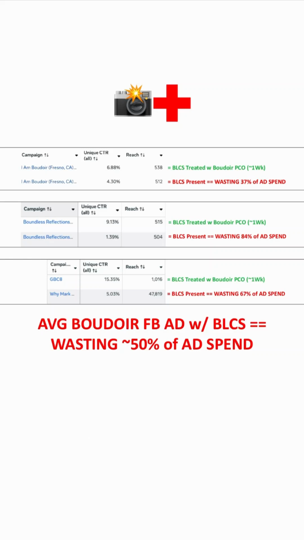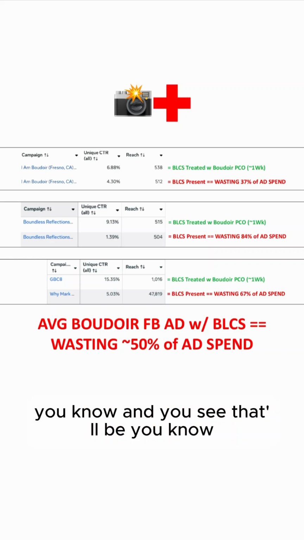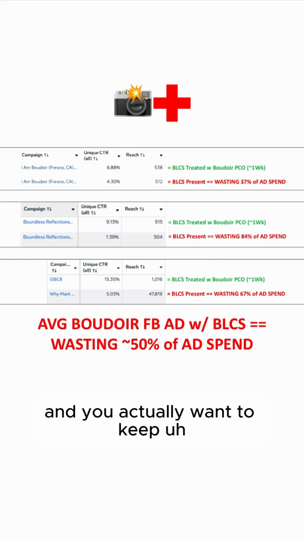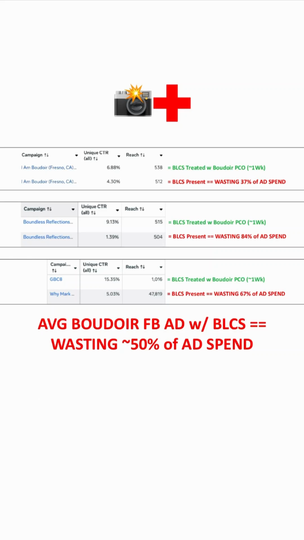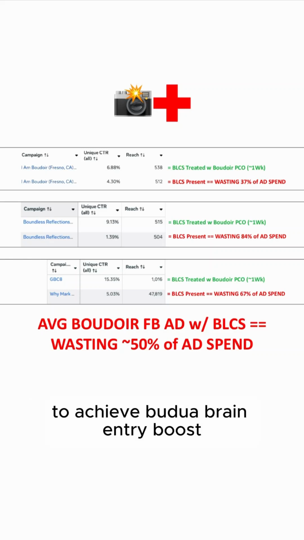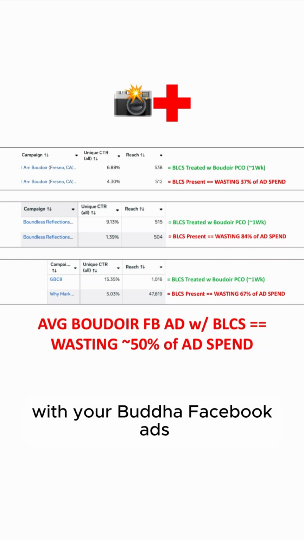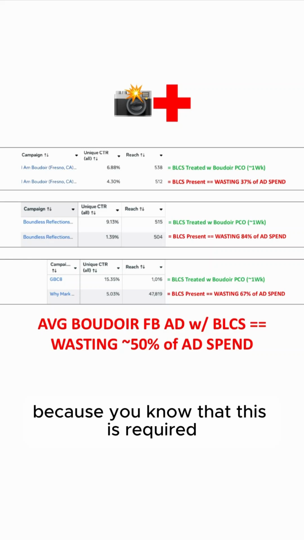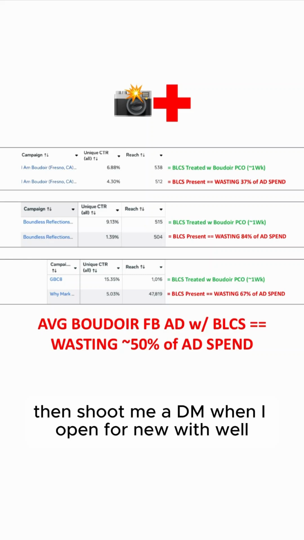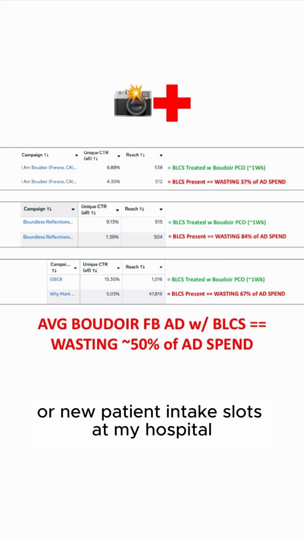And you see that'll be approximately 60K back in your pocket over the next 12 months, over the next year, and you actually want that outcome of the Boudoir Pico treatment, and you want to achieve pre-click alignment with your Boudoir Facebook ads to become a dominant Boudoir advertiser, to achieve Boudoir brain entry boost with your Boudoir Facebook ads because you know that this is required on your path to becoming the #1 boudoir photographer in your city, then shoot me a DM when I open for new boudoir photographer or new patient intake slots at my hospital.